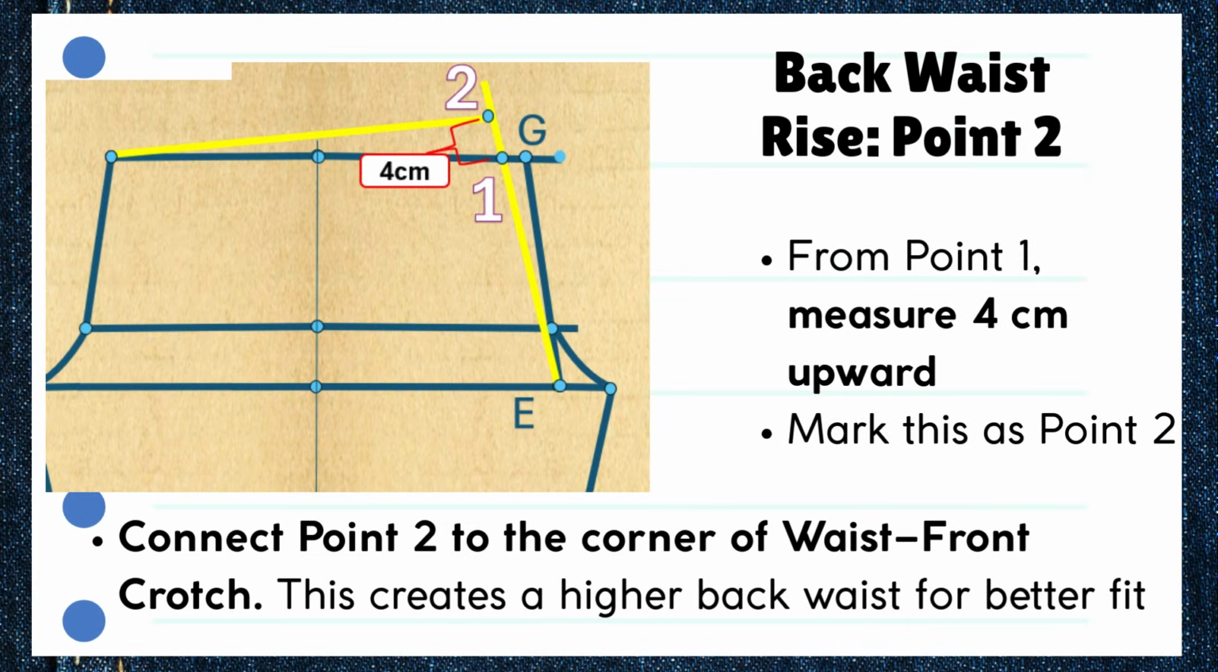Back waist rise. Point 2. From point 1, measure 4 cm upward. Mark this as point 2. Connect point 2 to the corner of waist front crotch. This creates a higher back waist for better fit.